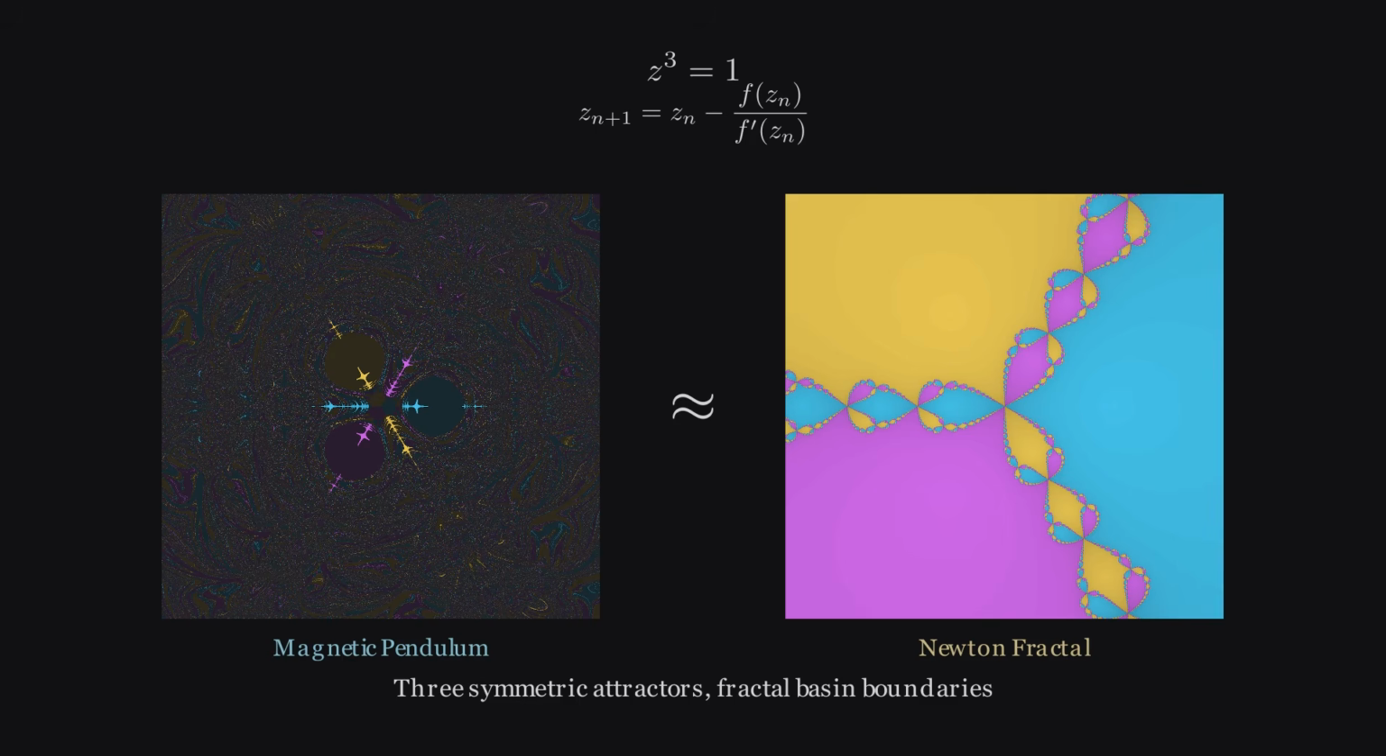Same visual language, completely different mathematical origins. One is a continuous physical system. The other is a discrete iteration on the complex plane. The resemblance is not a coincidence. Both are nonlinear dynamical systems with three symmetric attractors whose basins of attraction must share fractal boundaries.